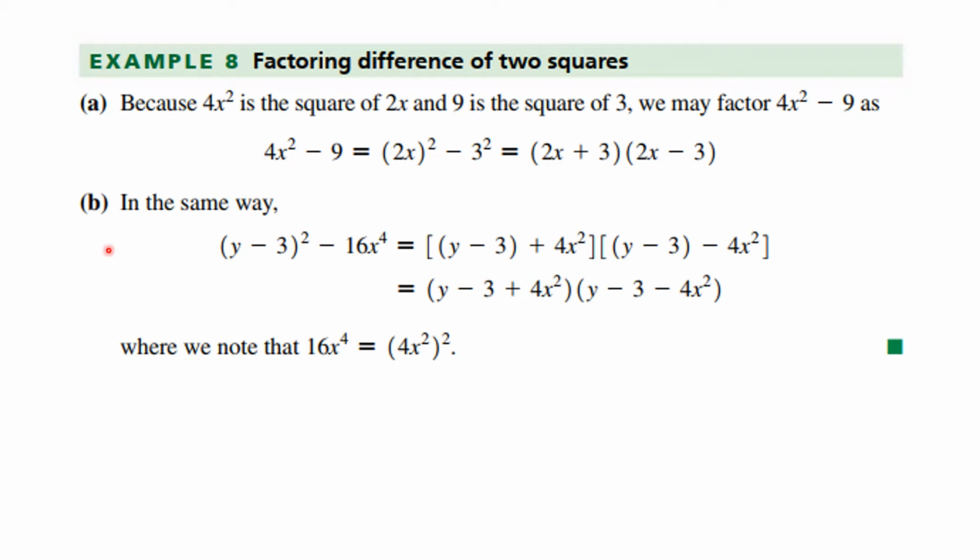In the same way, if we were looking at y minus 3 whole squared minus 16x to the fourth, we'll realize certainly this first term is y minus 3 times y minus 3. That is a perfect square. But this term also is going to be 4x squared whole squared. And so this is a squared minus b squared. So this is going to be a plus b times a minus b. And then there's really not much simplification going there, so that's what we get. And this again was a key to doing the problem.